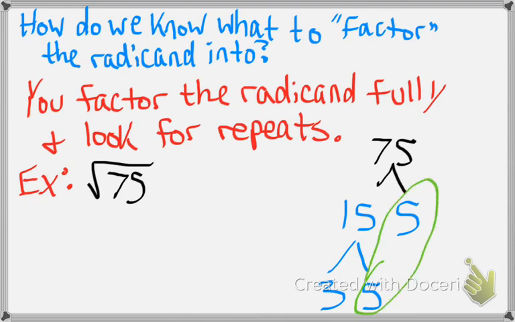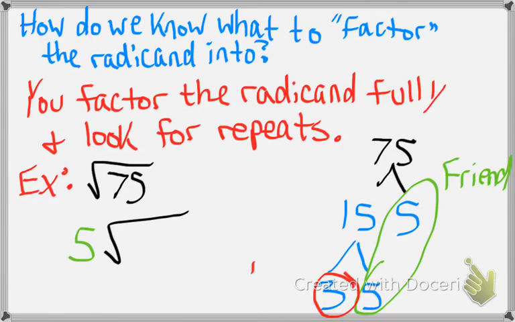So, for example, they have friends. So the number 5 has a friend. So when you go to rewrite this question, 5 gets to go on the outside of the square root. 5's on the outside. 3 does not have a friend. Therefore, 3 has no friends. So 3 doesn't get to go outside and play. So 3 is stuck on the inside. So the square root of 75 simplifies to 5 times the square root of 3.